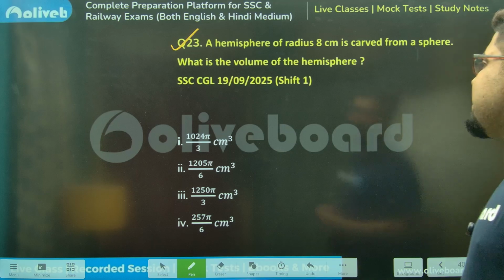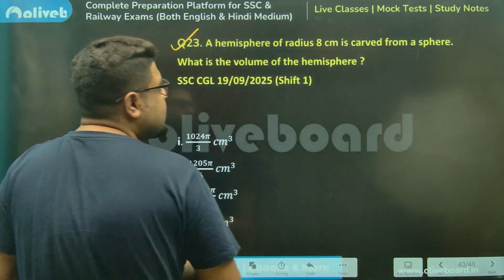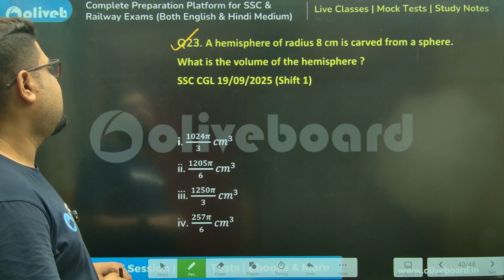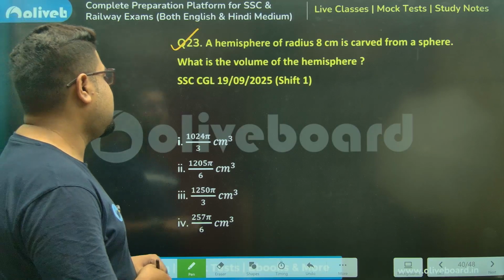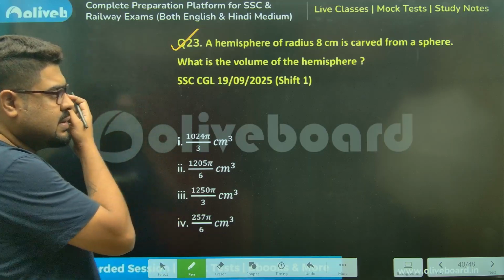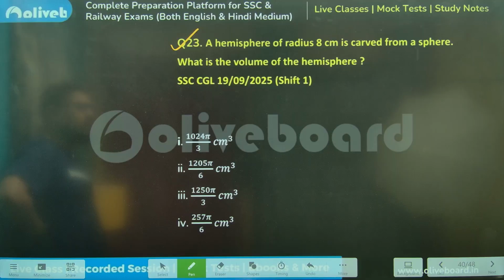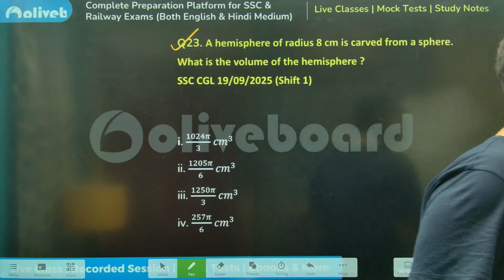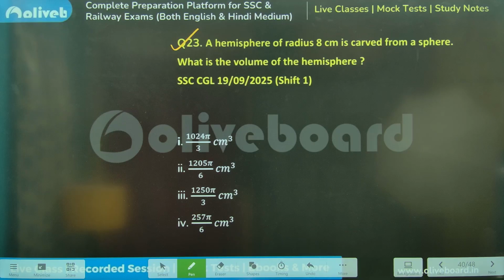Volume of the hemisphere. There must be some mistakes, sir. Hemisphere volume, so radius is given. Radius is given, so I can figure it out very easily. No, no, no. There must be some mistake here. Again, this is not how it is. I'll check this question. Check it, please.